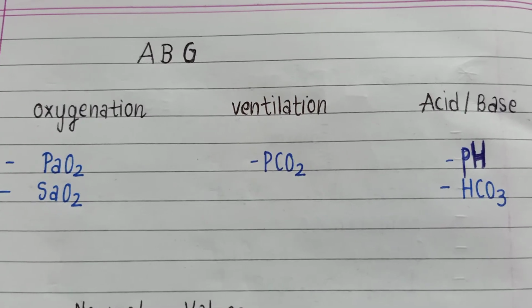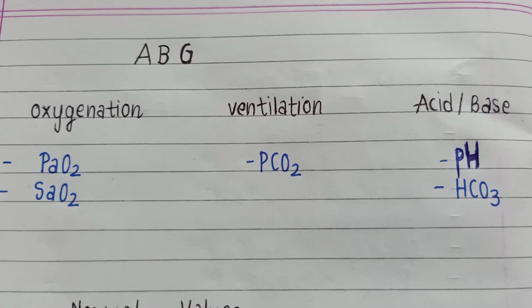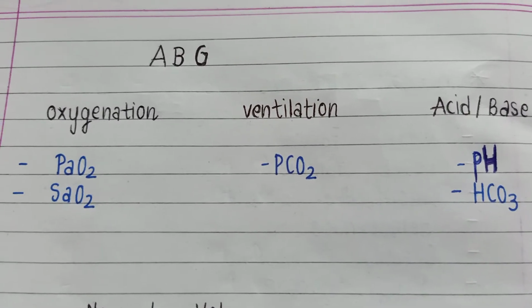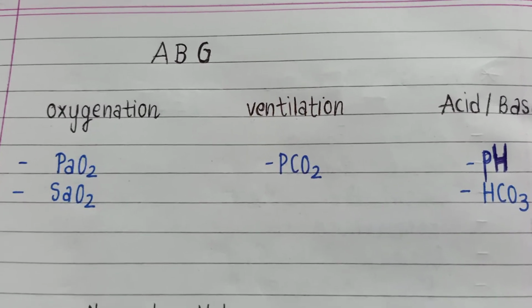Here you can see one more important thing: the p is small and the H is capital. So it tells that pH shows the power of hydrogen.